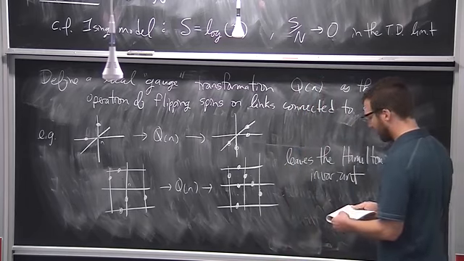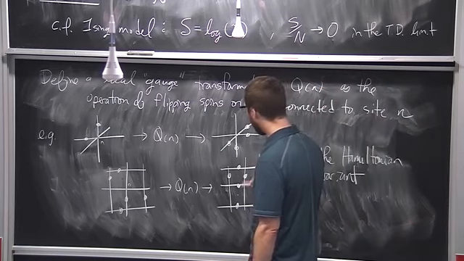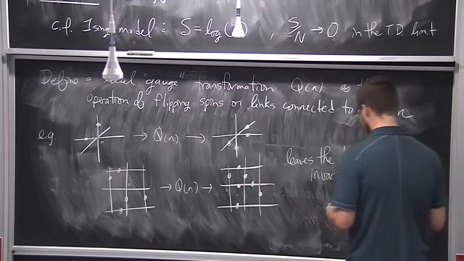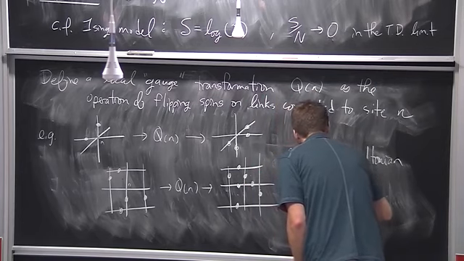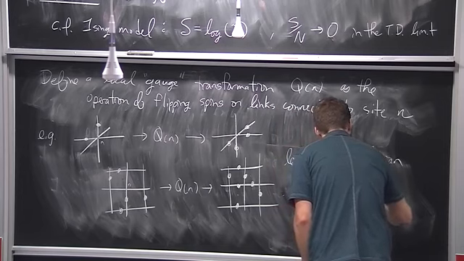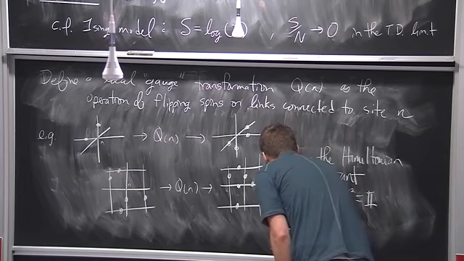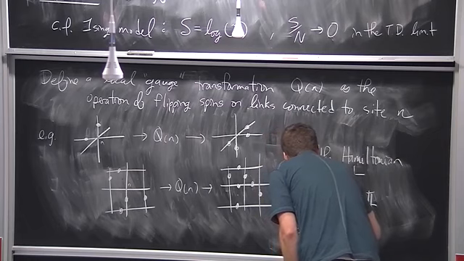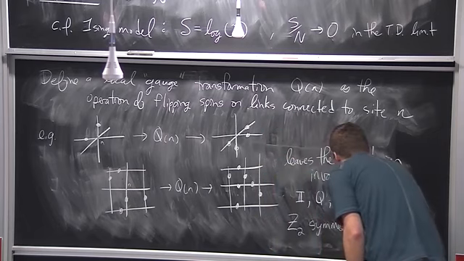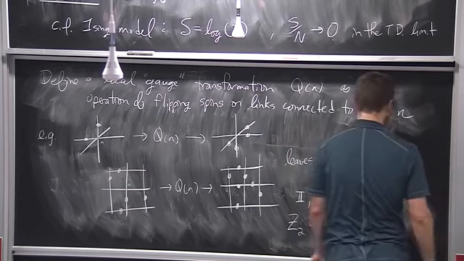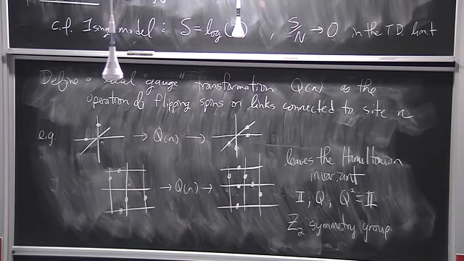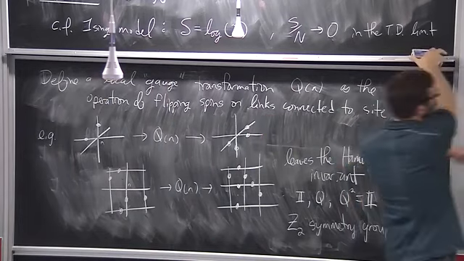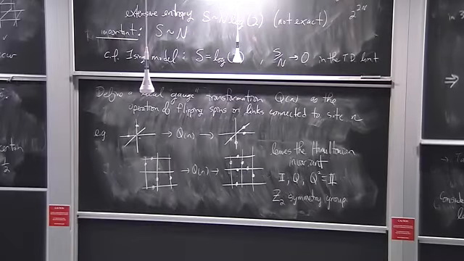And at every point in space, there's two operators, the identity operator and Q. And Q squared is equal to I. That's basically your Z2 symmetry group. So you have a local conserved symmetry in the Z2 group.